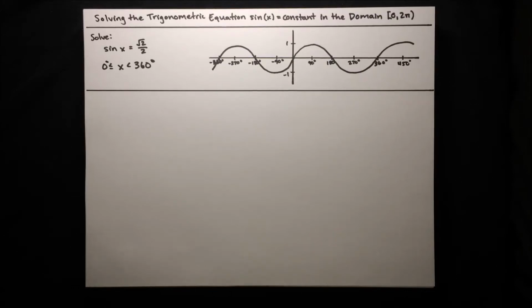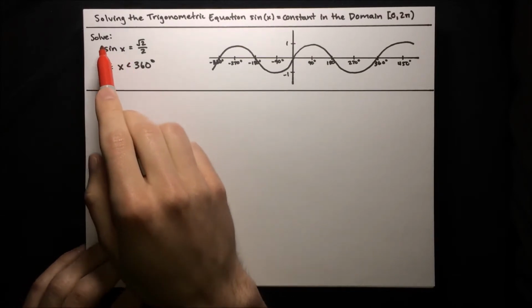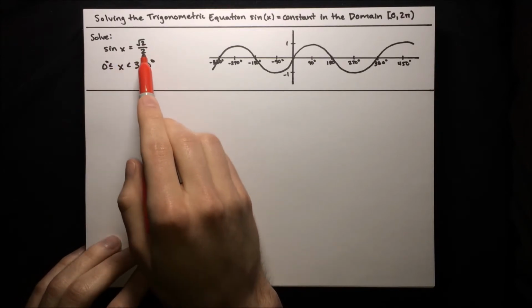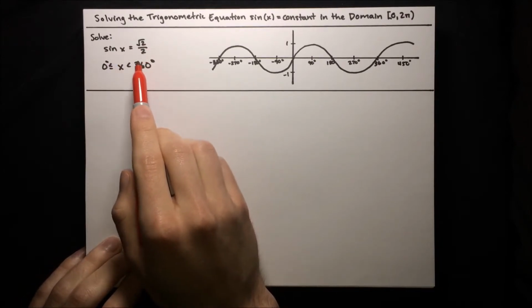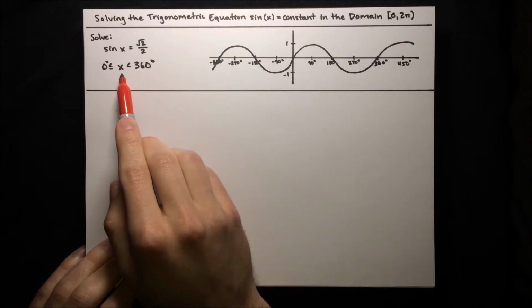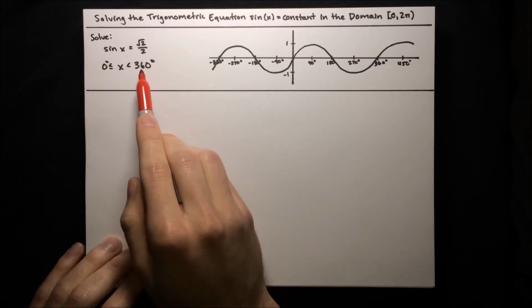In this video, I'm going to show you how to solve the trigonometric equation sine of x equals constant in the domain 0 to 2 pi. So here we've got a problem. We want to solve sine of x equals root 2 over 2. And in this problem, we're going to be working in degrees. X is between 0 degrees and 360 degrees.